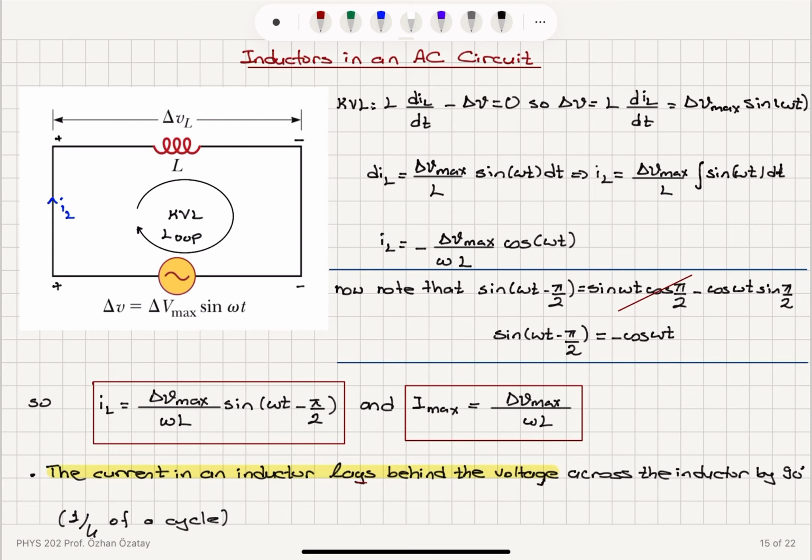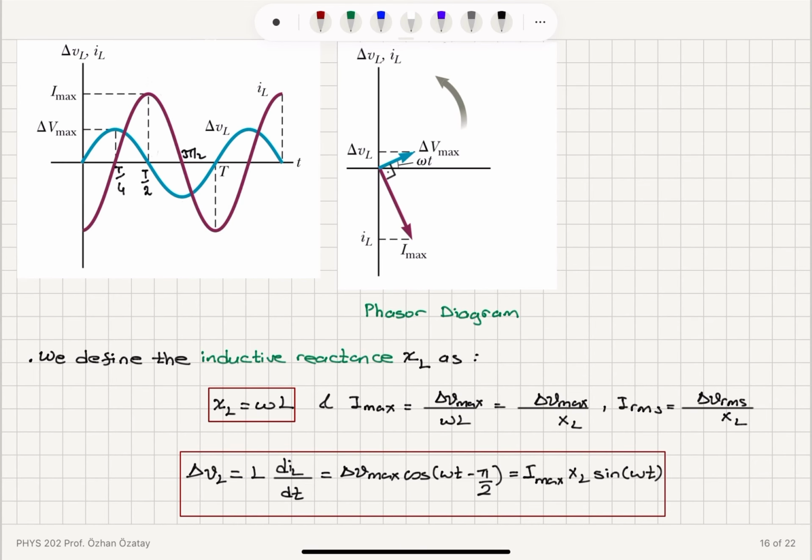And then I can find the phase relationship by looking at this trigonometric identity. Sine omega t minus pi over 2 is minus cosine omega t, and I discovered that the current in an inductor lags the voltage across the inductor by 90 degrees. The inductive reactance is omega L, a frequency-dependent resistance, so that I max is delta V max over X_L, or I RMS is delta V RMS over X_L.